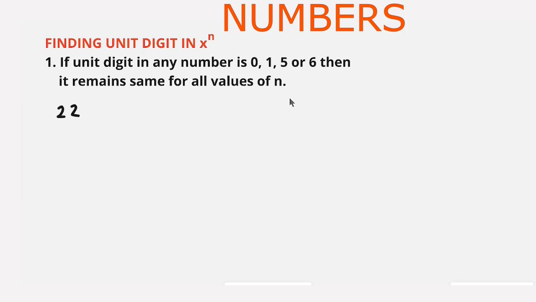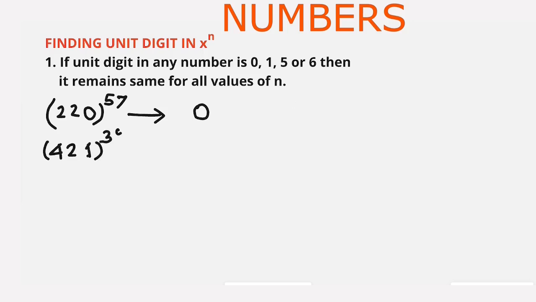If the number is 220 and its power is 57, then whatever the value of the power, whether it is 57 or any other, the ones place, or unit place, will be 0. Similarly, when it is 421 and it has power 39, whatever the power, whether it's 39 or any other, the ones place when expanded will be 1.